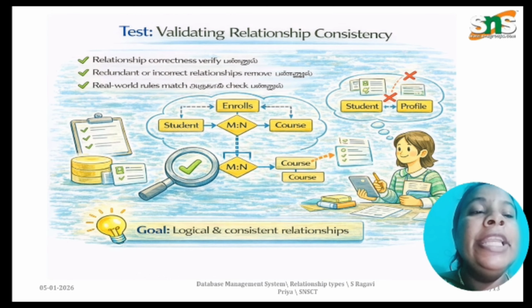So validating relationship consistency: we have to verify relationship correctness. Then we have to remove the redundant and incorrect relationships. Then we have to match the real world rules. So the goal is to create a logical and consistent relationship based on the type of relationship.